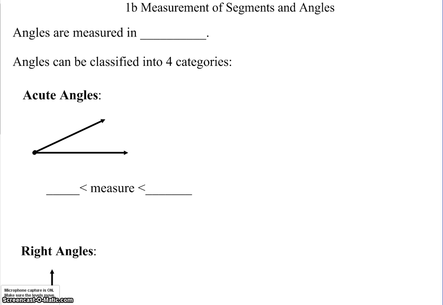You probably already knew, but just in case you didn't, angles are measured in degrees. It just tells you essentially how far away the two rays are from one another, and the further away they are from one another, the larger the angle, and thus the more degrees it would have. Angles in this class are going to be classified into four categories.